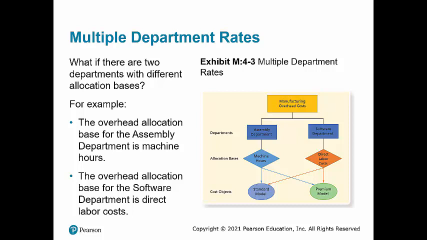We're going to use those two different allocation bases to apply the manufacturing overhead for the assembly department to both the standard and the premium model, and we're going to use direct labor costs to apply the manufacturing overhead for the software department, again to both the standard and the premium model.